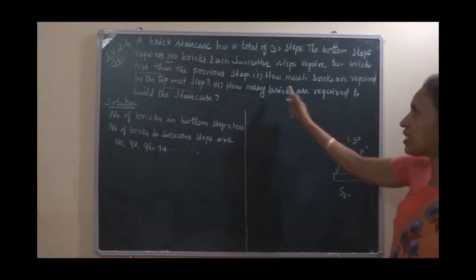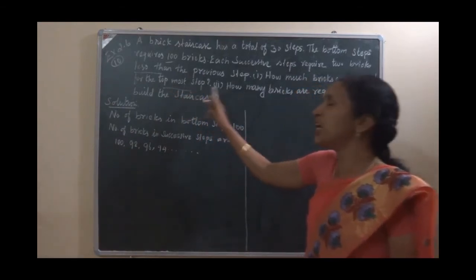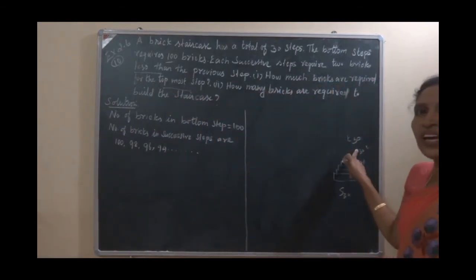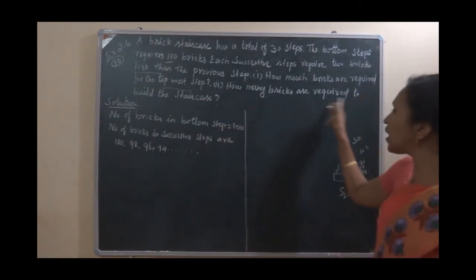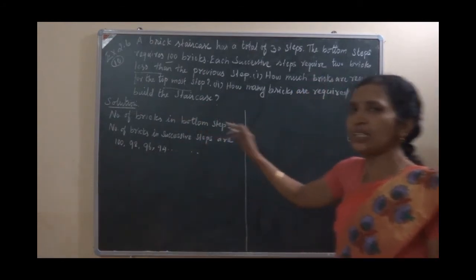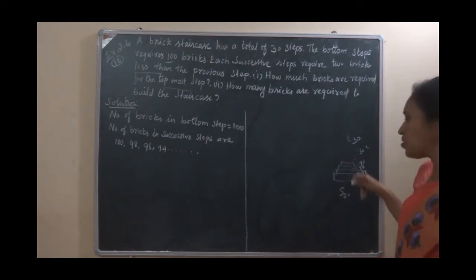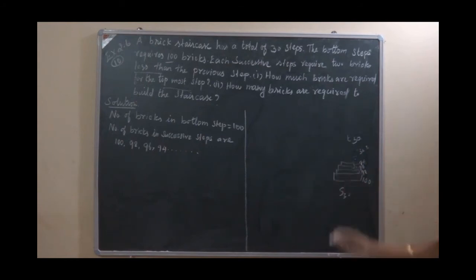Clear? First question, how many bricks are required for the topmost step? Topmost step is the 30th step, so you have to find T30. Second question, how many bricks are required to build the staircase? Build the staircase means total 30 steps, so you have to find S30. Clear? Now, solution.